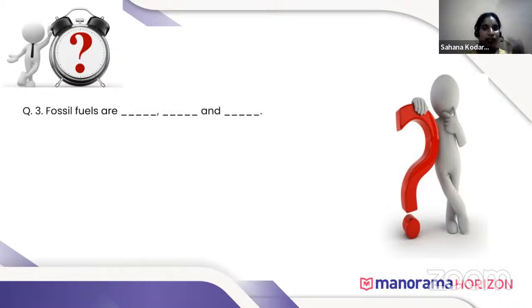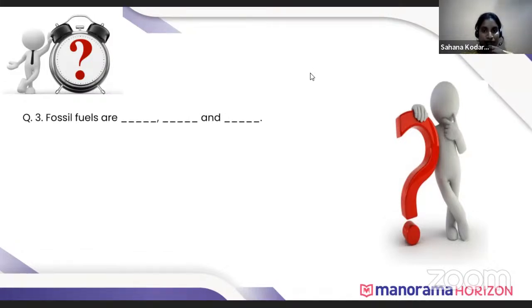Next, we will move to the other question. This question: fossil fuels are dash, dash, and dash. Abil, can you tell the answer for this? Yes, ma'am. Fossil fuels are petroleum, coal, and natural gas. Okay, good. Good, Abil.